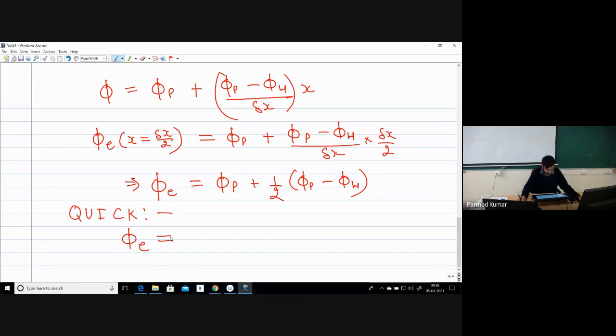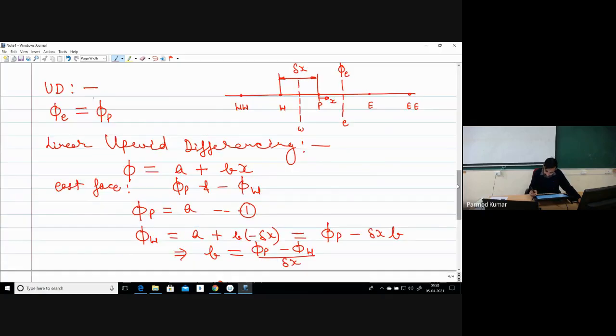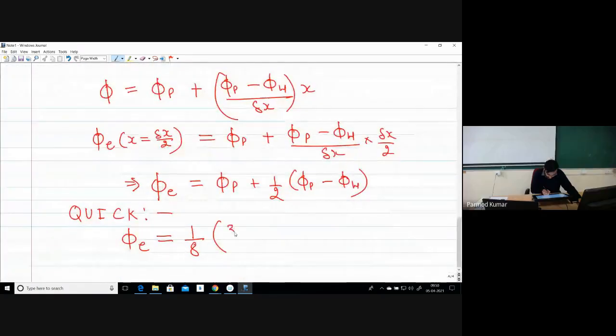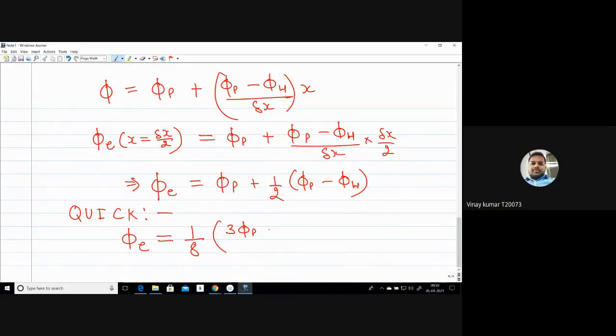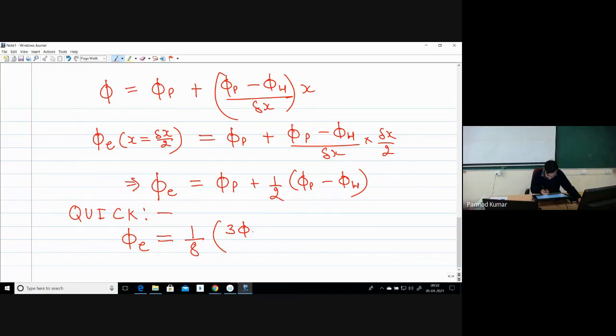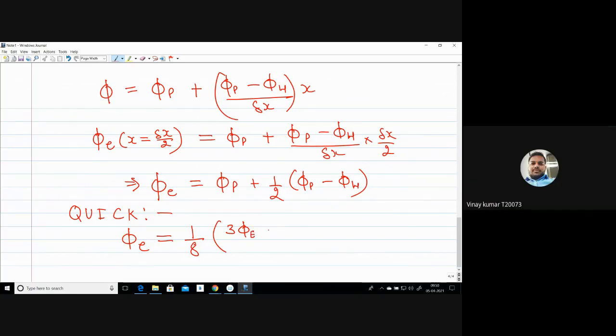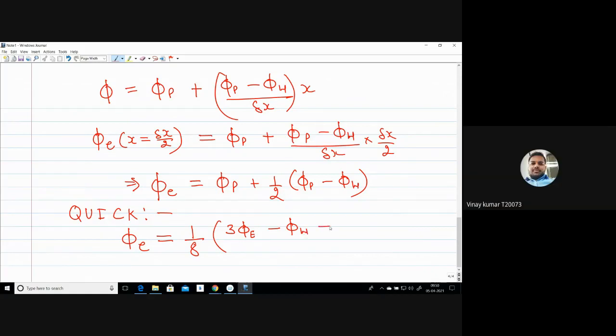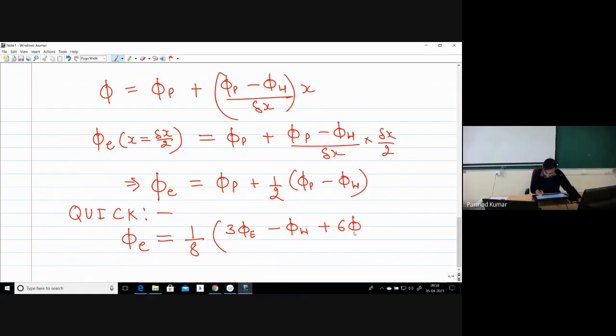What I can write based on the QUICK scheme, please tell me. 1 by 8 times 3 phi P minus 3 phi P. Sorry sir, phi E. Phi E should be phi. Yes sir. Then minus phi W plus 6 phi P. So this is something which I will be getting from the QUICK scheme.